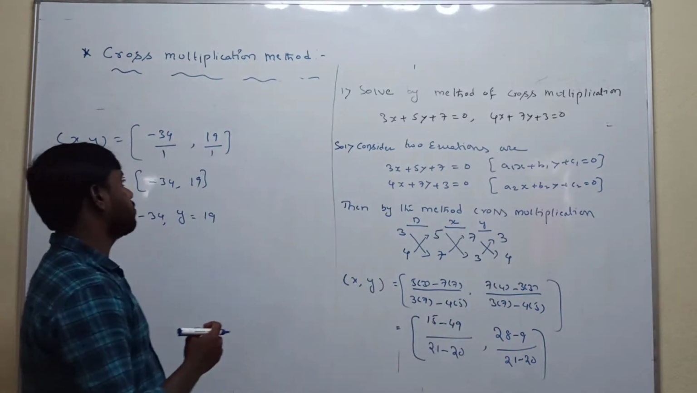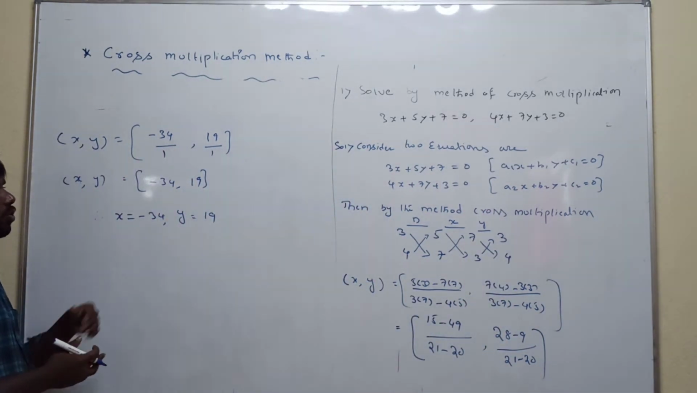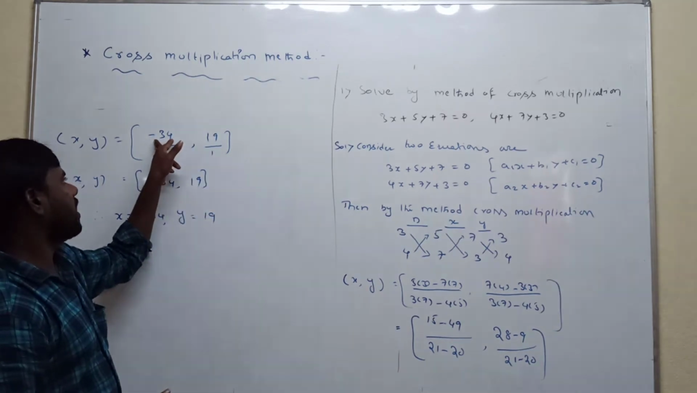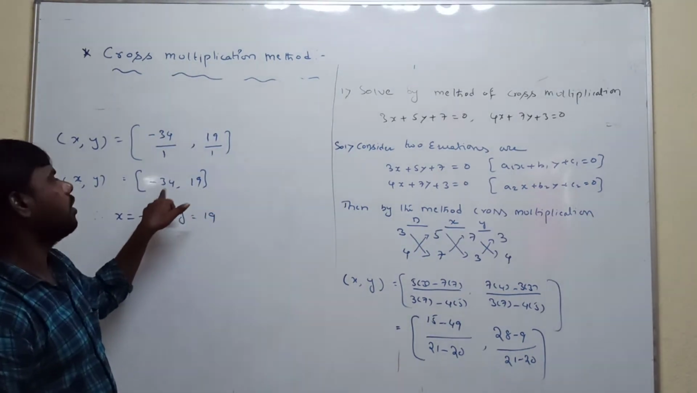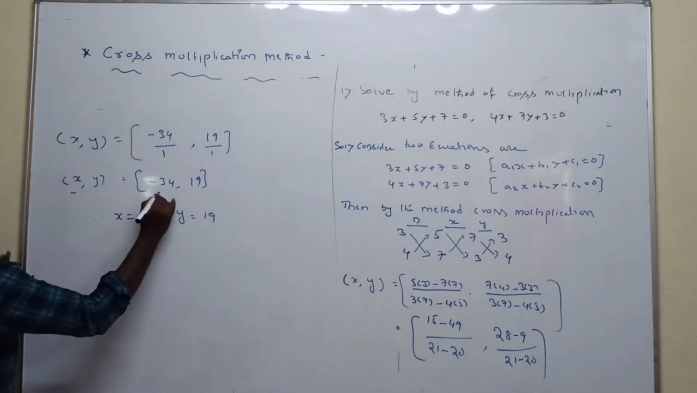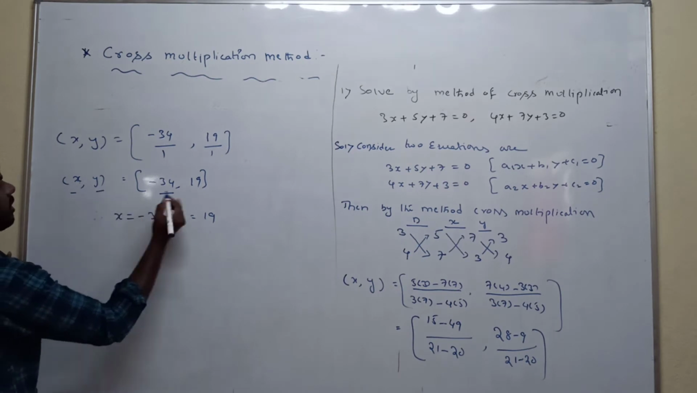15 minus 49 is minus 34. 21 minus 20 is 1. So next, 28 minus 9 is 19 by 1. Minus 34 by 1 is minus 34. 19 by 1 is 19. Here x value is minus 34, the y value is 19.